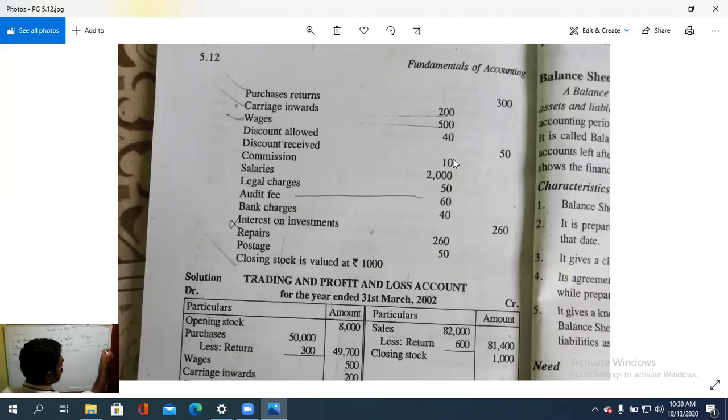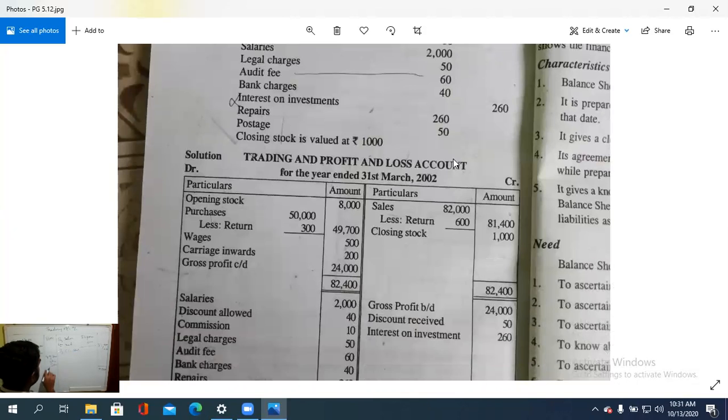So 1,000 is the closing stock. So total is how much? 81,000. So 82,400. Isn't it? 82,400. So 49,700 plus 8,000 plus 700. So after that, 24,000 is what? The net profit. So gross profit carried down, 82,400. That is to be brought down. Sorry, 24,000. Okay, then what are the next items here?